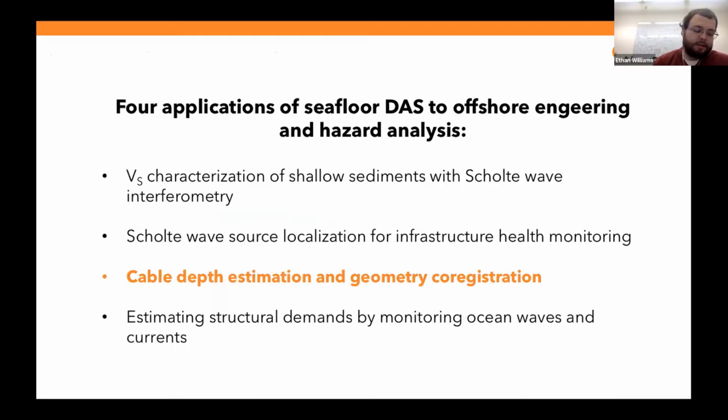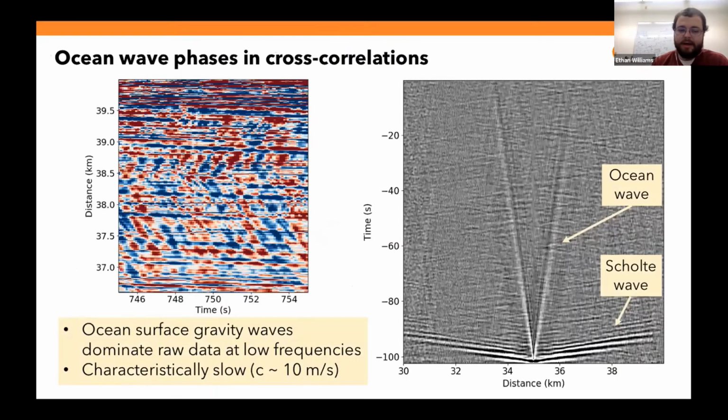So, okay, I've talked about the kind of straightforward and maybe less straightforward applications of the seismic phases in passive ocean bottom DAS data sets, but it turns out there's some interesting things to be done with the ocean wave phase. So this ocean wave phase is characteristically slow. It's about 10 meters per second. And so it's actually quite easy to separate it from the seismic waves using ambient noise interferometry.